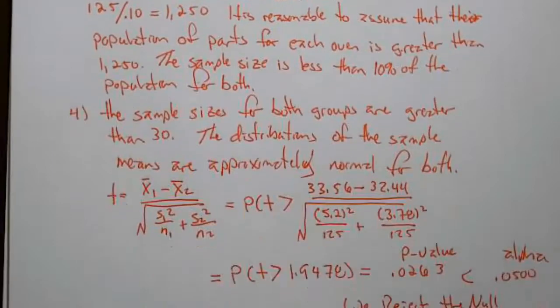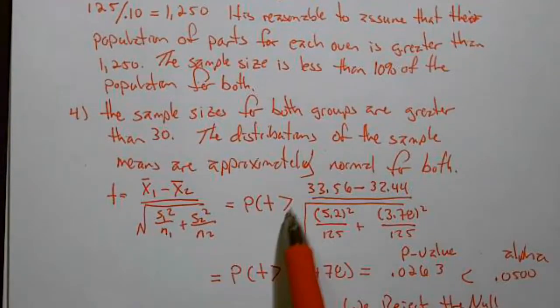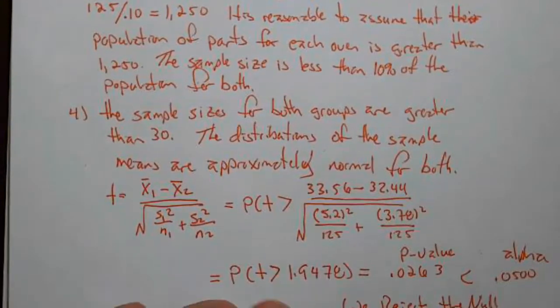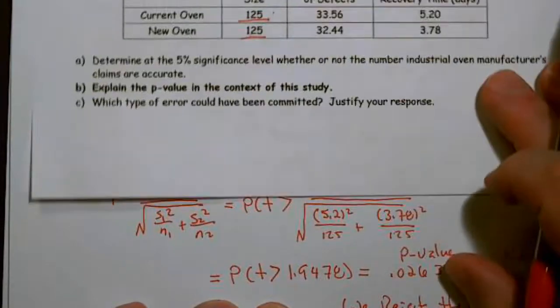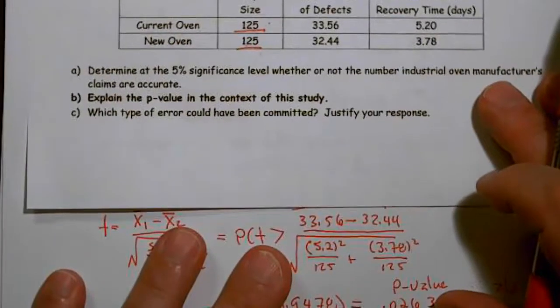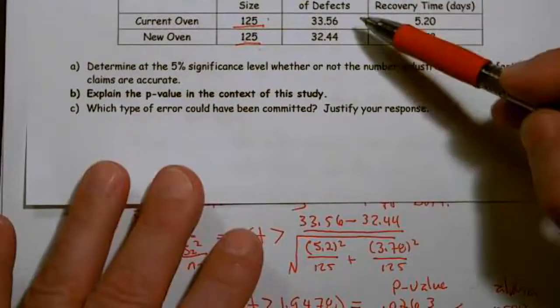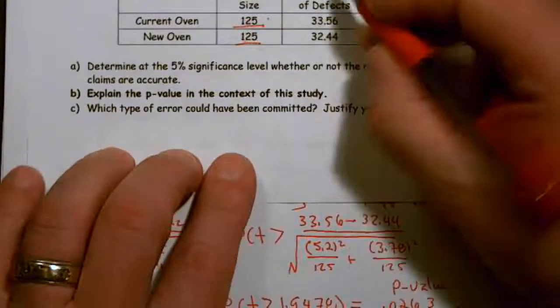So we write down our formula, and we plug in. Well, they gave us this information. All right, we didn't even have to calculate it this time, which is kind of nice. So the current oven had a mean number of defects. So this is my x bar 1.